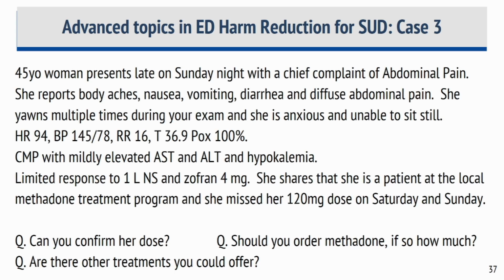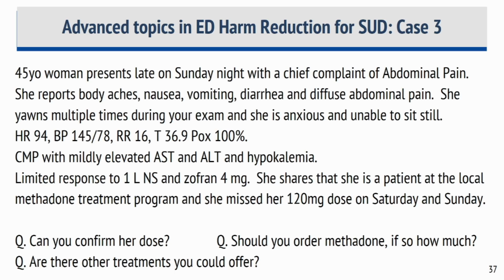Okay, next advanced topic that we'll be trying to discuss. A 45-year-old woman presents late on a Sunday night. Chief complaint is belly pain. She reports body aches, nausea, vomiting, diarrhea, diffuse abdominal pain. She yawns multiple times during her exam. She's anxious, and she can't sit still. Vital signs are there for you to see, maybe a little hypertensive.